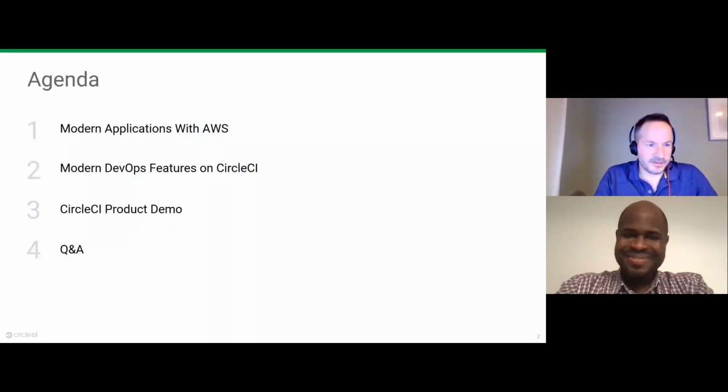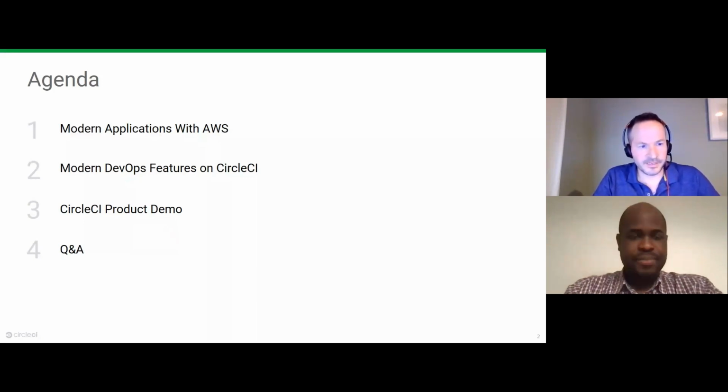So in today's webinar, we're going to talk a little bit about modern applications. My name is Yaniv Bossem, and I'm a partner solutions architect. I focus on DevOps in AWS, and I'm based out of Seattle, Washington. In today's agenda, we're going to start with modern applications with AWS. Then we'll move to modern DevOps features on CircleCI. And finally, Sam is going to show us a cool CircleCI product demo. We're going to leave some time at the end for our Q&A section. So at any point, if you have any questions, just feel free to post it, and we'll try to address them to the best of our abilities in the end.